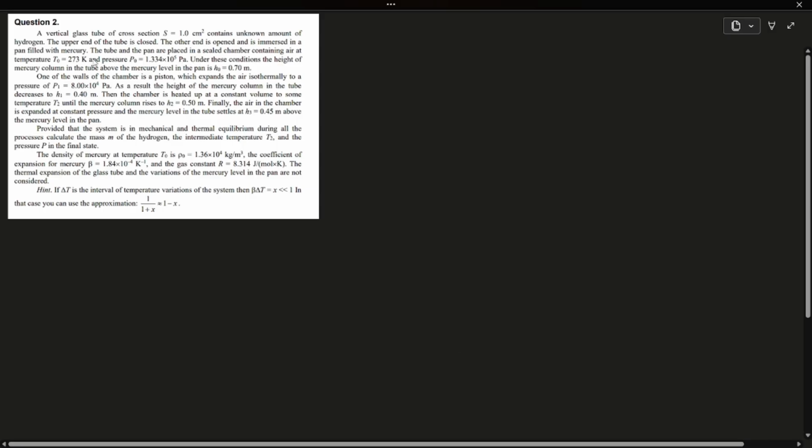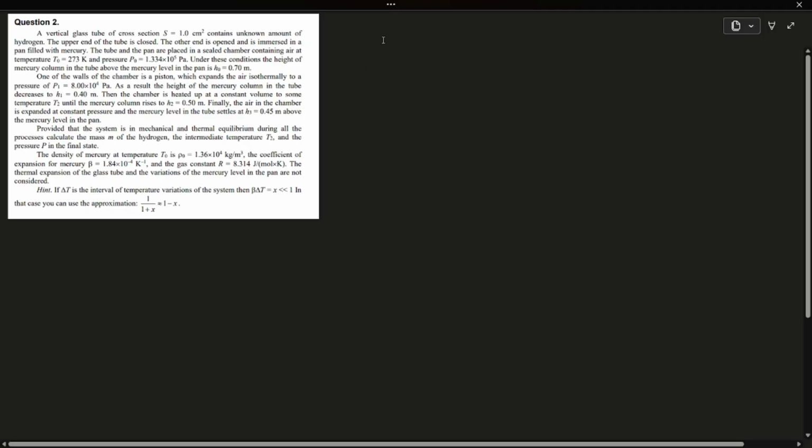Under these conditions, the height of the mercury column in the tube above the mercury level in the pan is H0 equals 0.7 meter. Okay, let's draw the diagram from this info.